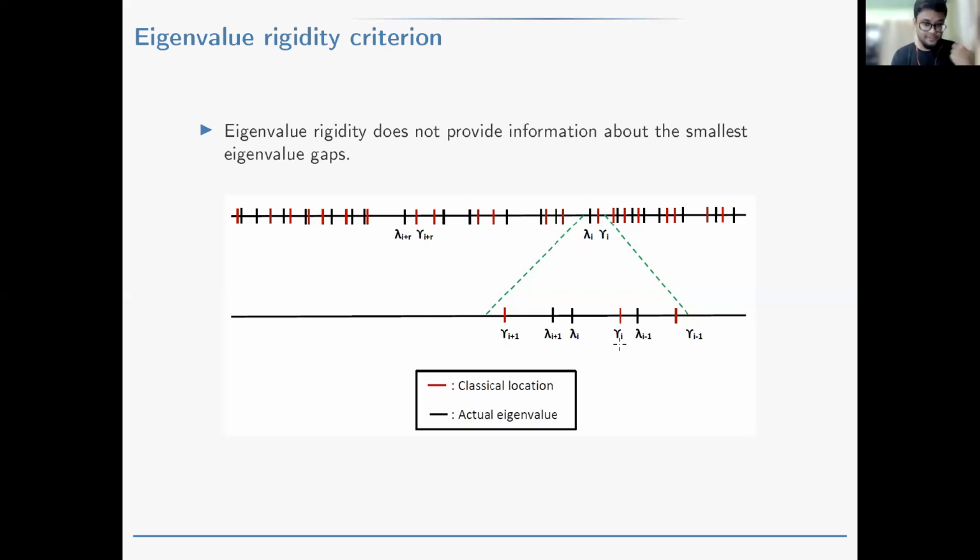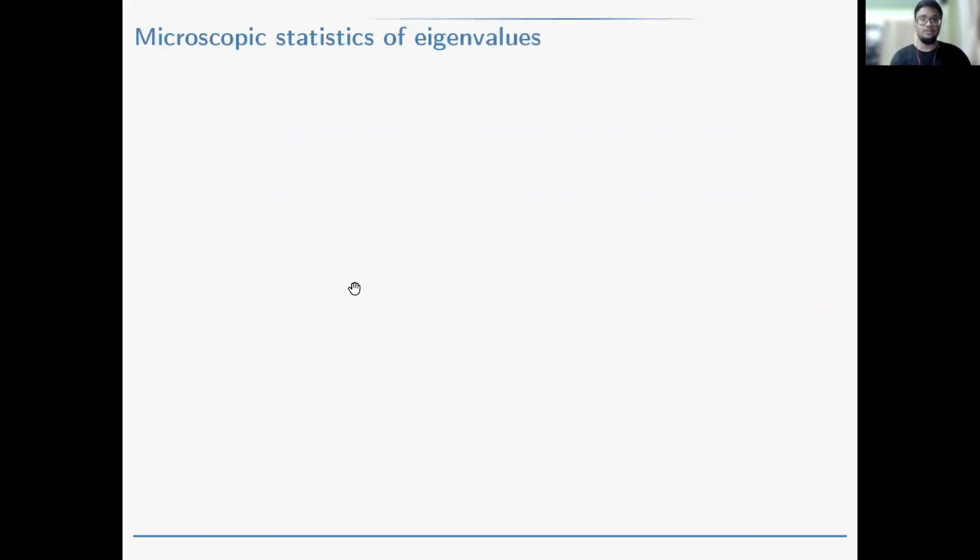But just to recap, we need information about all eigenvalue gaps: eigenvalues that are far apart, and eigenvalues that are very close to each other. So we'll see later on that we'll use mesoscopic statistics of eigenvalues, that is the eigenvalue rigidity criterion, as well as microscopic statistics when we are talking about very, very close eigenvalues. Okay, so let's now look at the microscopic statistics of eigenvalues.